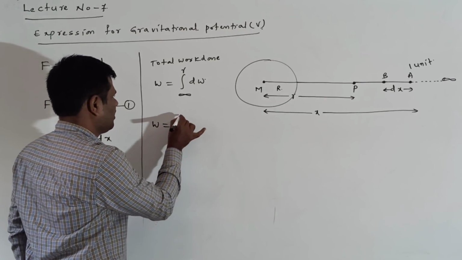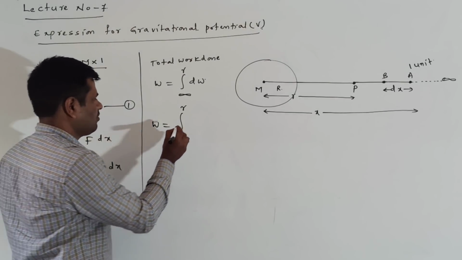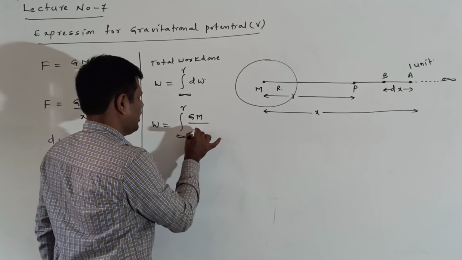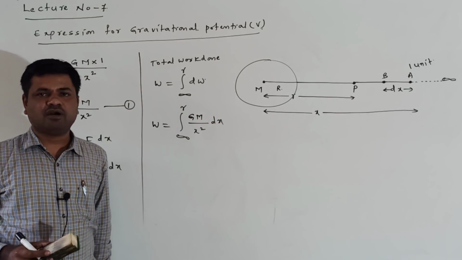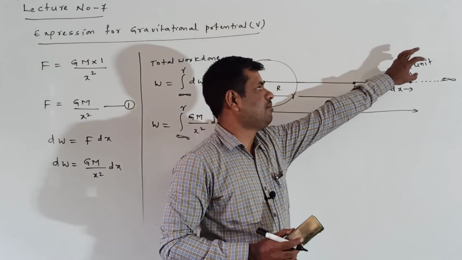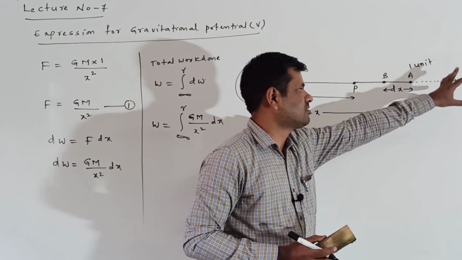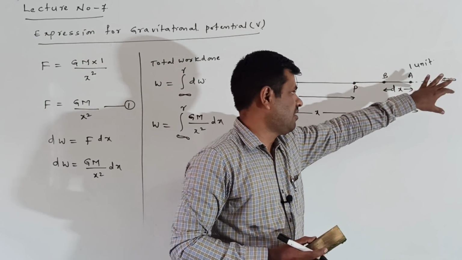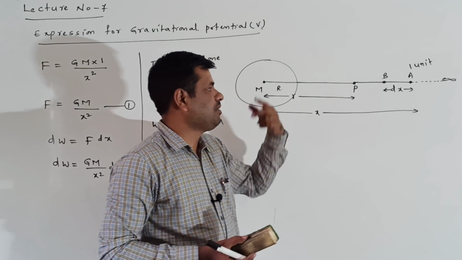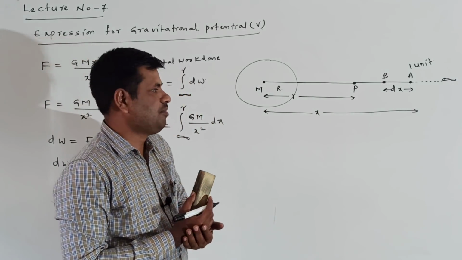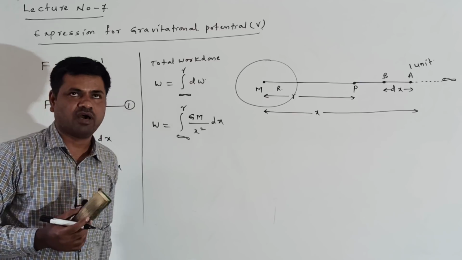So what am I writing here? Infinity to R dW. dW is equal to what we know here? GM by x square into dx. Can you understand why I am writing infinity to R? The unit mass I am bringing from infinity to point P. At infinity there is no gravitational field. Without gravitational field to with gravitational field I am bringing. Infinity to point P means point P distance is R. So that's the reason I am writing infinity to R.